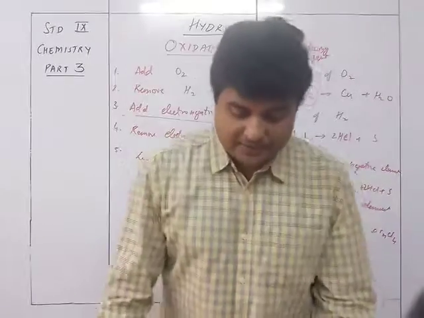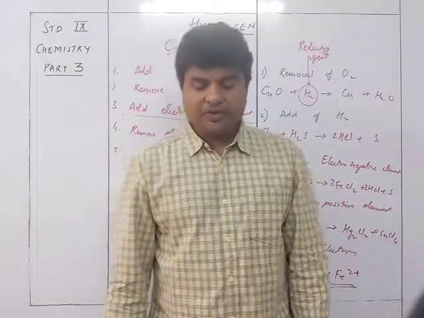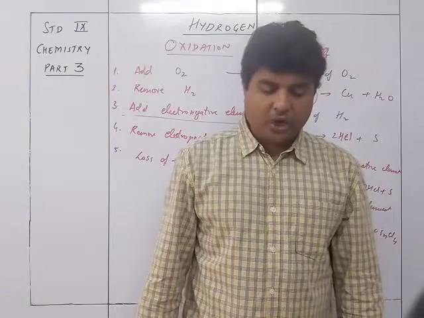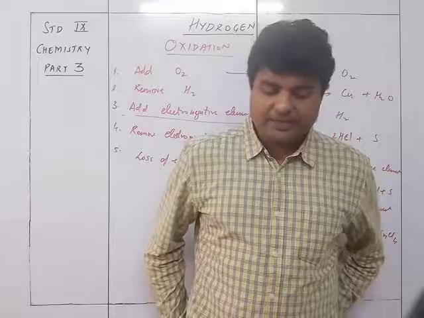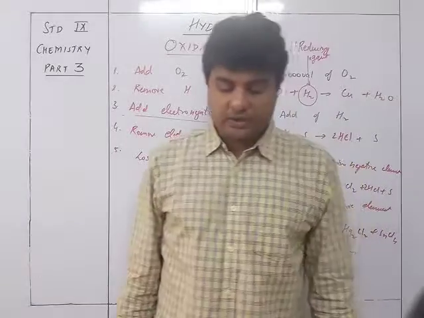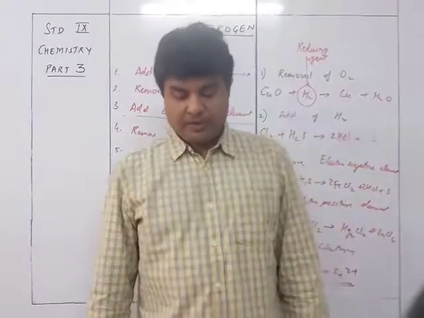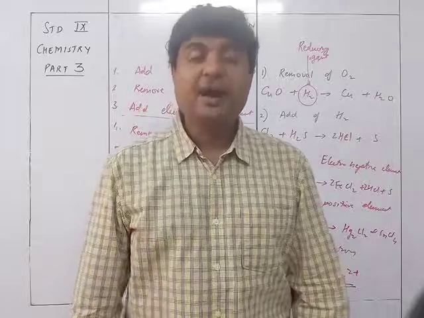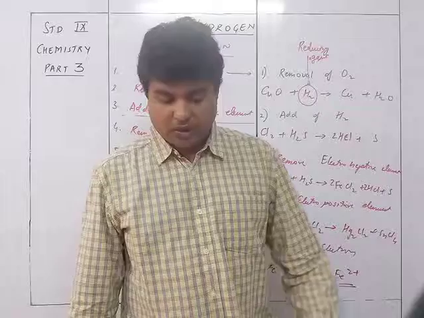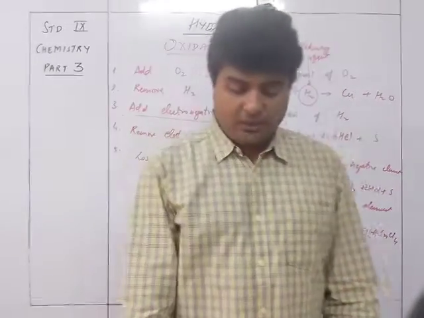Okay. To summarize the complete oxidation reduction: oxidation is addition of oxygen to a substance, removal of hydrogen from a substance, addition of electronegative element, removal of electropositive element, loss of electrons from an atom or ion, increase in positive valency or decrease in negative valency. Reduction reaction involves removal of oxygen from the substance, addition of hydrogen to a substance, removal of electronegative element, addition of electropositive element, gain of electrons by an atom or ion, decrease in positive valency or increase in negative valency.